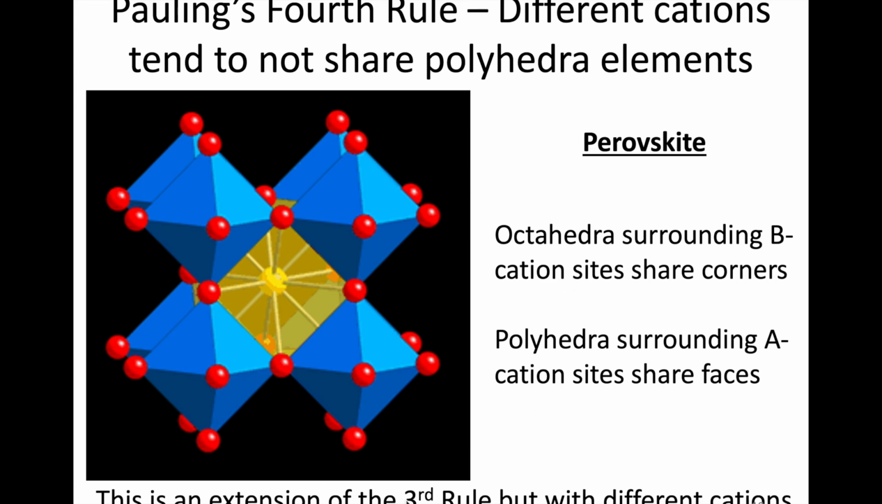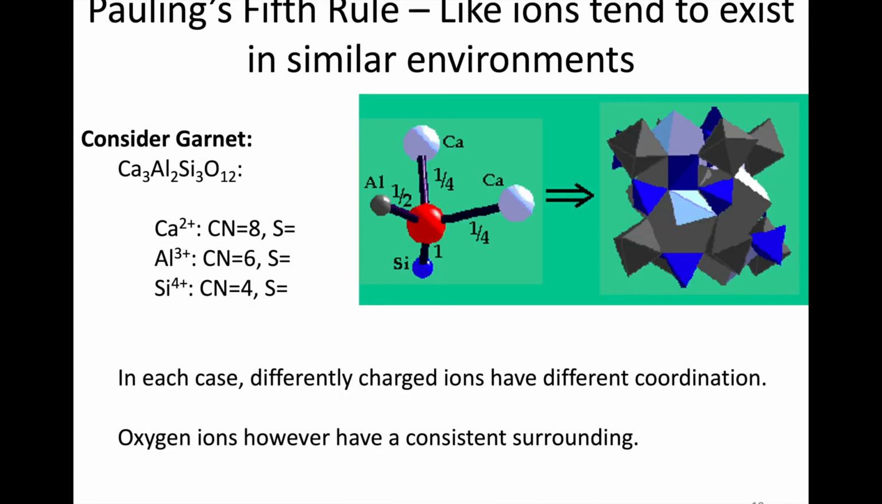So you can think of this as an extension of the third rule, where we're trying to keep the cations as far apart as possible, but we're talking about dissimilar charges. If you're only dealing with a binary structure, we don't even have to consider the fourth rule and the fifth rule. This is only for those more complex structures. And the fifth rule is saying that like ions tend to exist in similar environments.